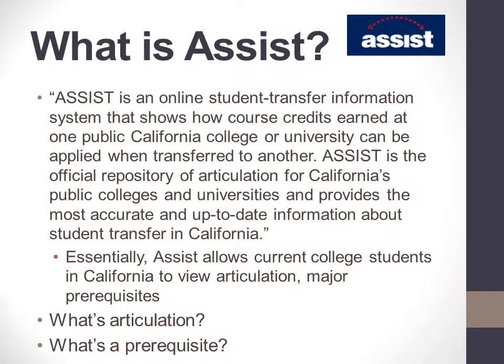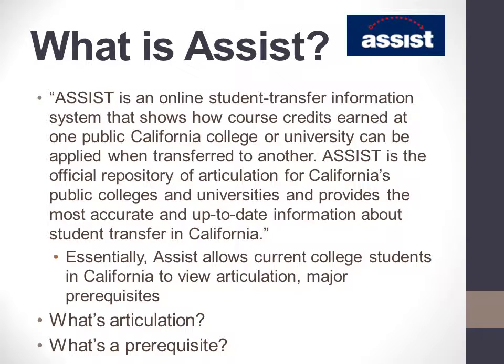So essentially, Assist is what allows current college students in California to view different articulations and major prerequisites. If you're wondering what articulation is, it's basically a formal agreement between schools that the material in all the classes match up and are transferable. So if I wanted to take a basic English 101 class at my community college, I can check to make sure that a different school, for example a University of California, will accept that exact same course to fulfill their own English requirement.